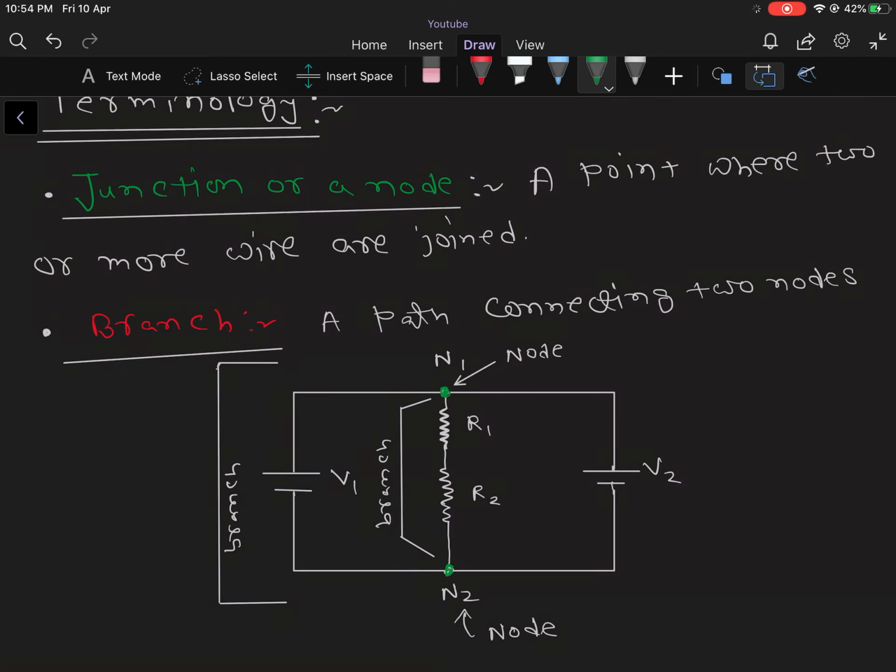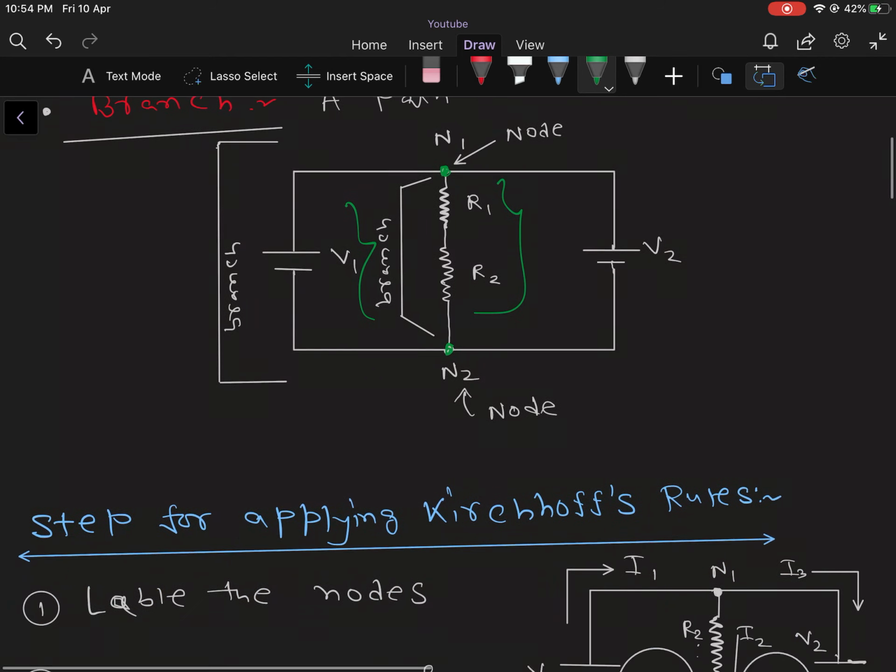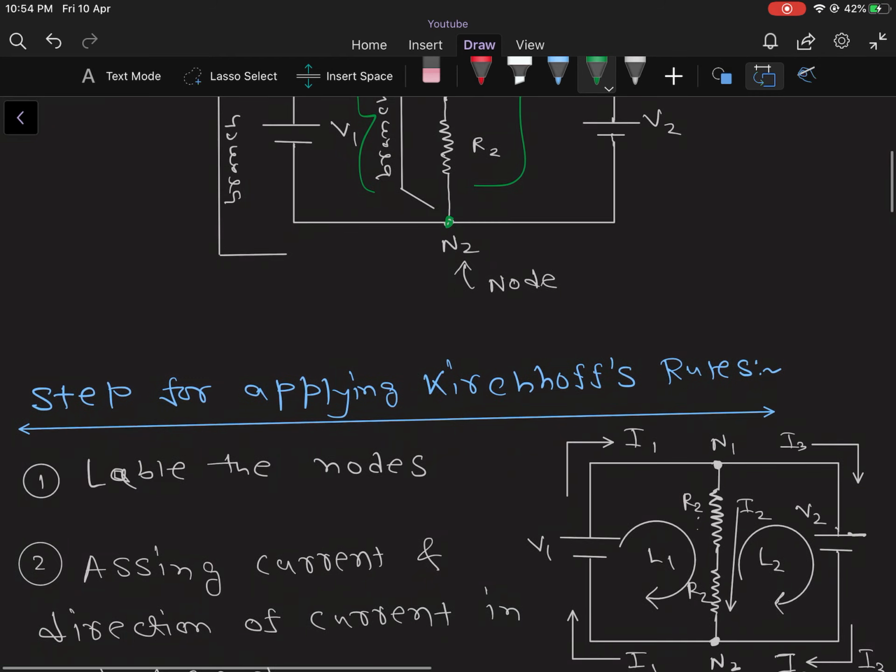Then there is another term which we call a branch. A path connecting two nodes is called a branch. Here this side is a branch, and this side is also a branch, so there are two branches.